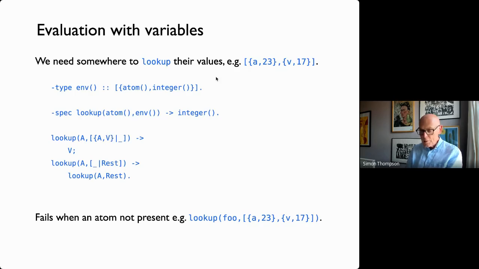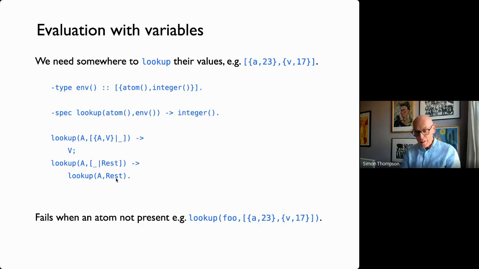So it finds the first pair. If I was looking for small a, it would return the answer 23. And I have a wildcard there. I don't care what the rest is because I don't ever look in the rest. On the other hand, if the atom was not the same as the atom in the first pair, I just look up A in the rest.